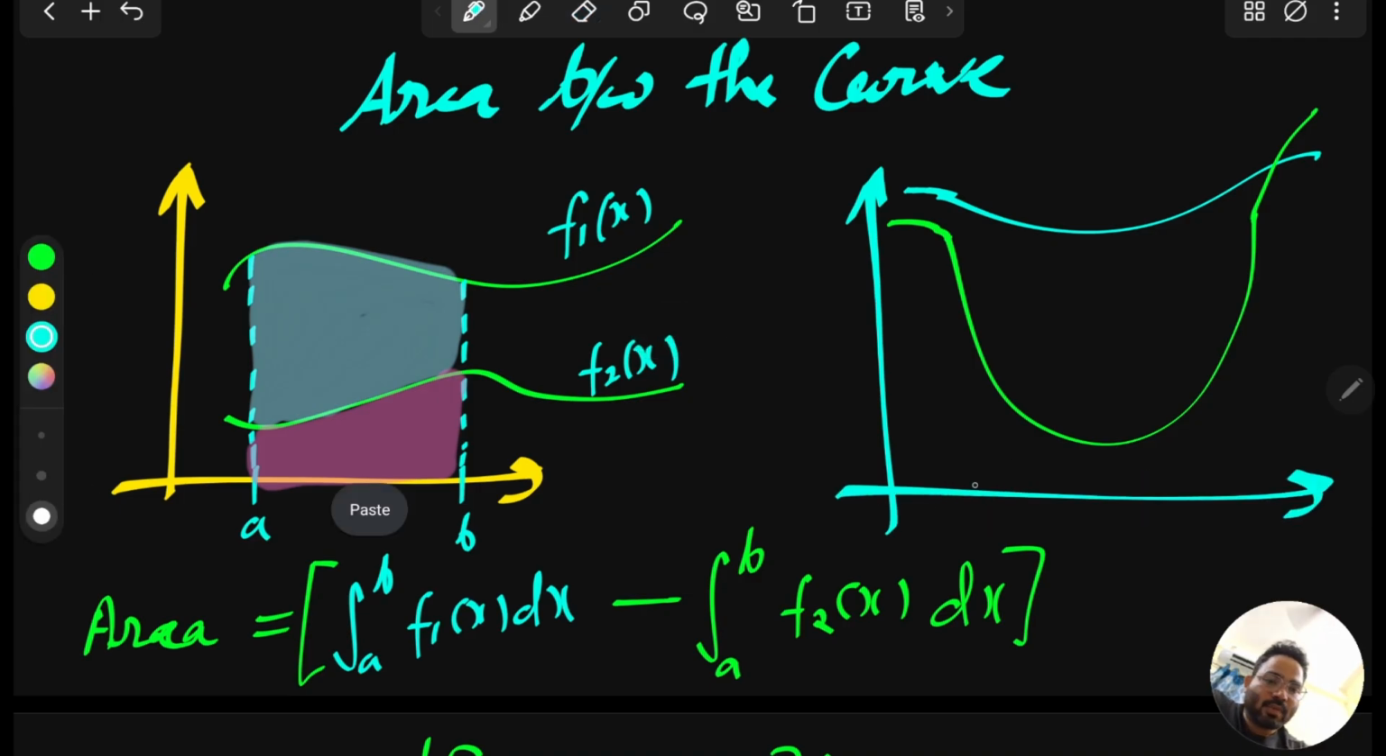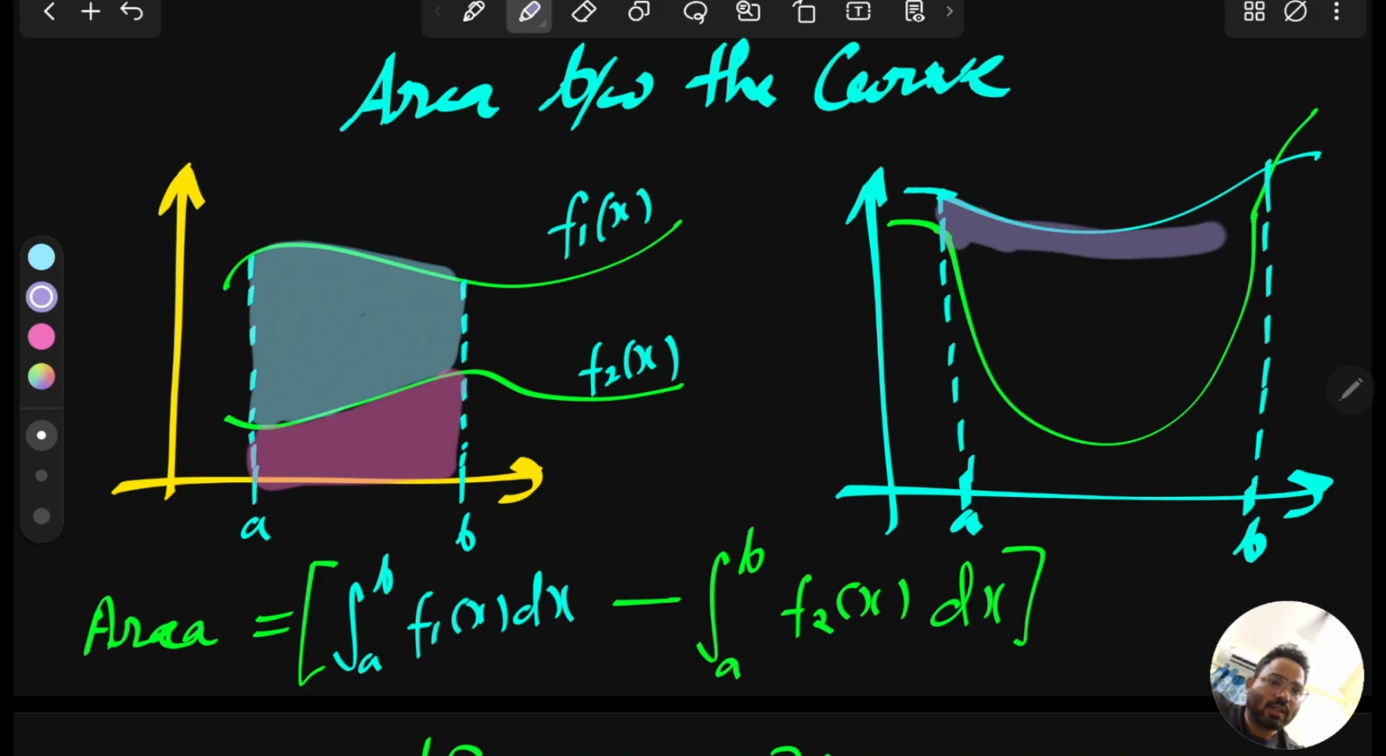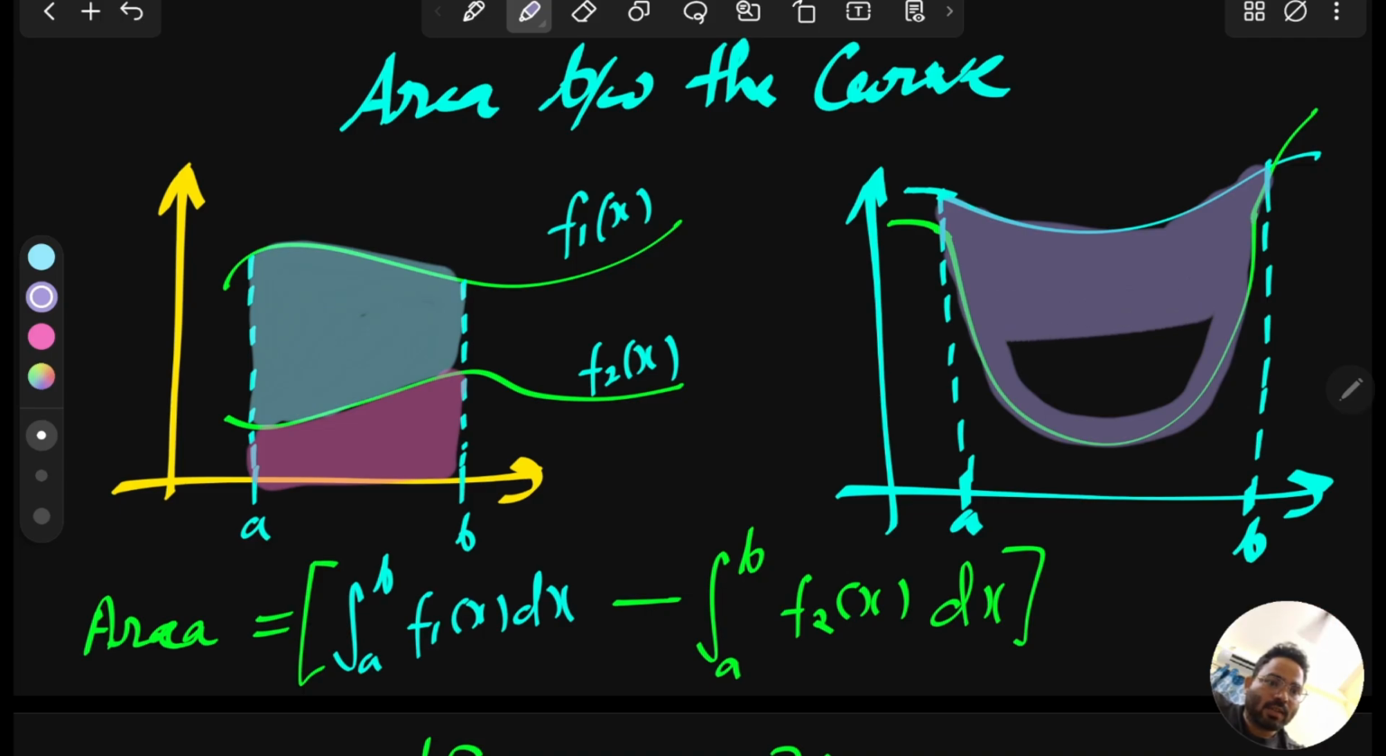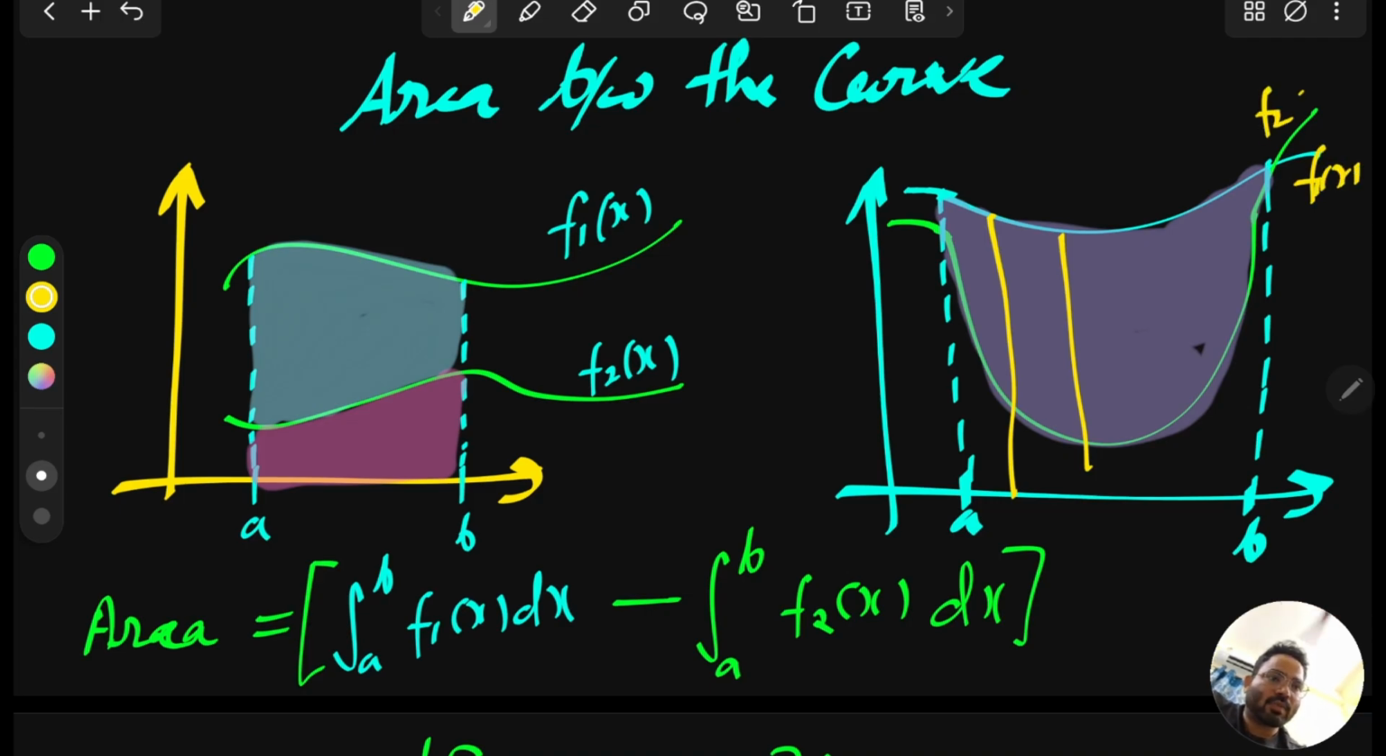In the same way, if you have to find out the area from here to here, a to b, it means you have to find out the common region. So the common region in this case is this. For this region you have to find out the area. Let's say this is f1(x) and this is f2(x). This upper side is f1(x). We take the total area, and after this total area we will subtract this lower curve area.